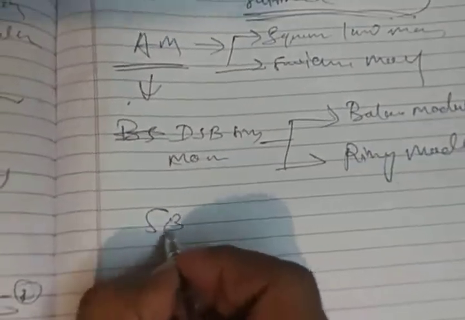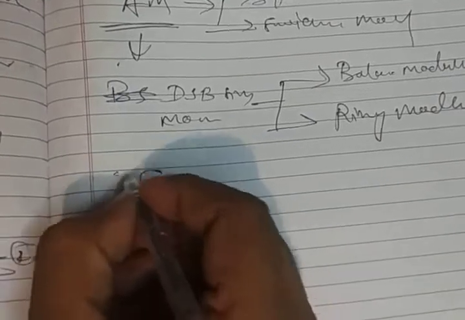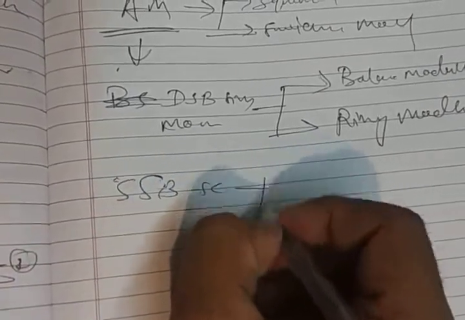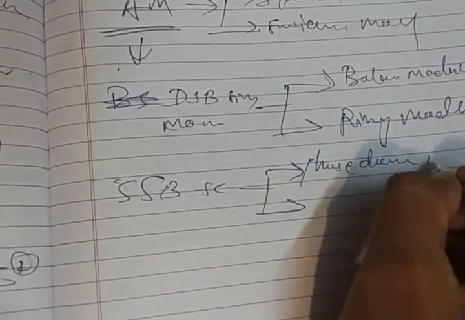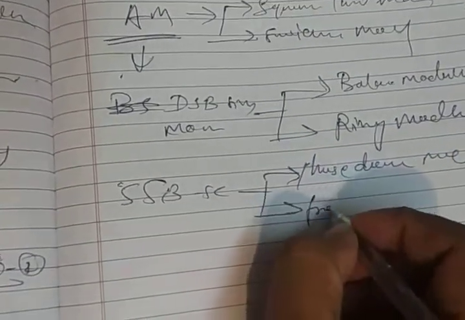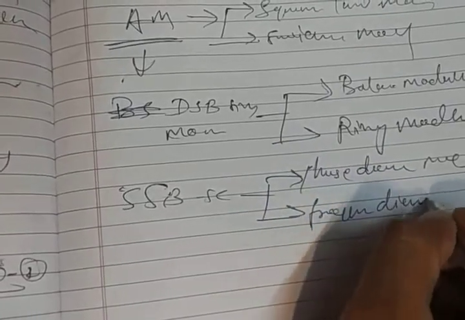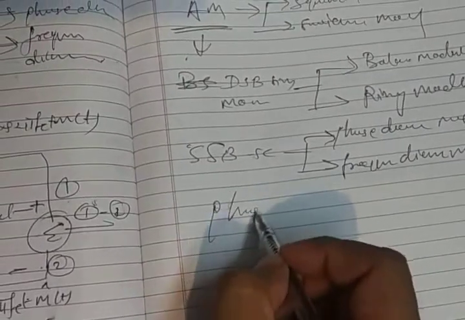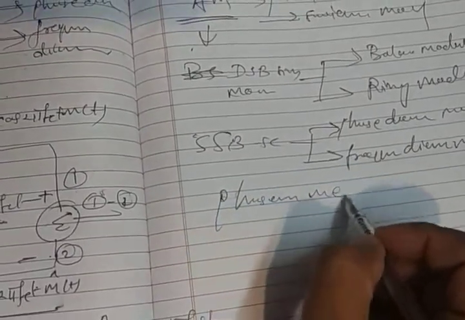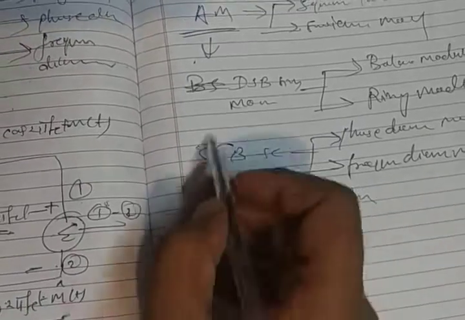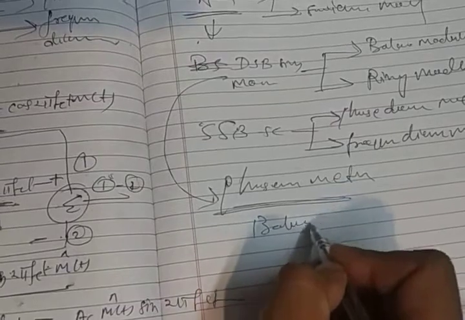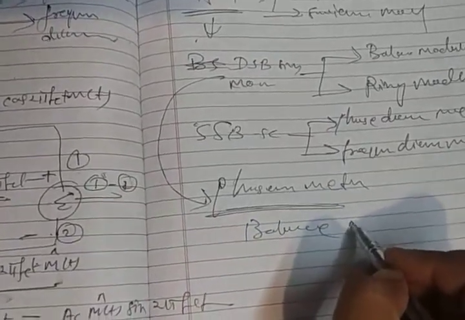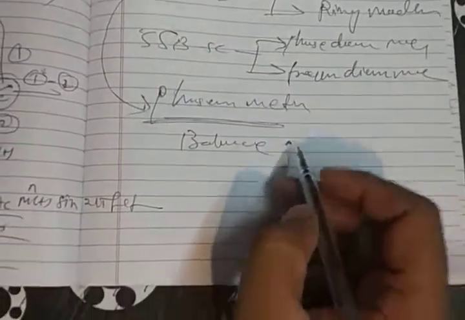There are also two techniques to generate an SSB-SC signal. One is the phase discrimination method, another is the frequency discrimination method. In the phase discrimination method, we use a DSB-SC signal modulator, meaning a balance modulator, for generation of the SSB-SC signal.